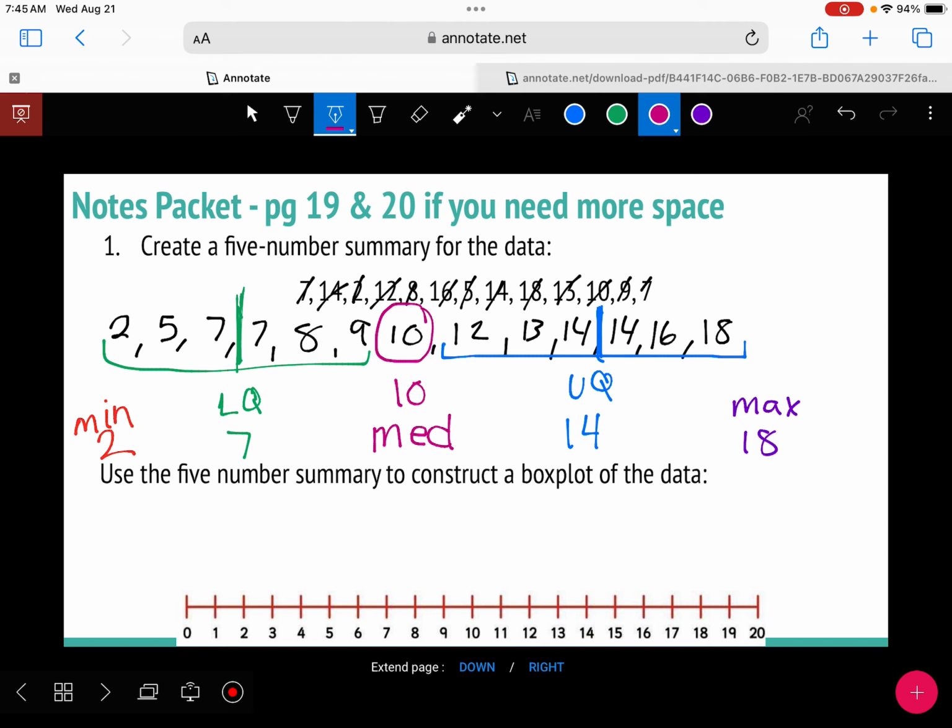Questions on any of these or how we find any of them? You guys good or anything I can help with?